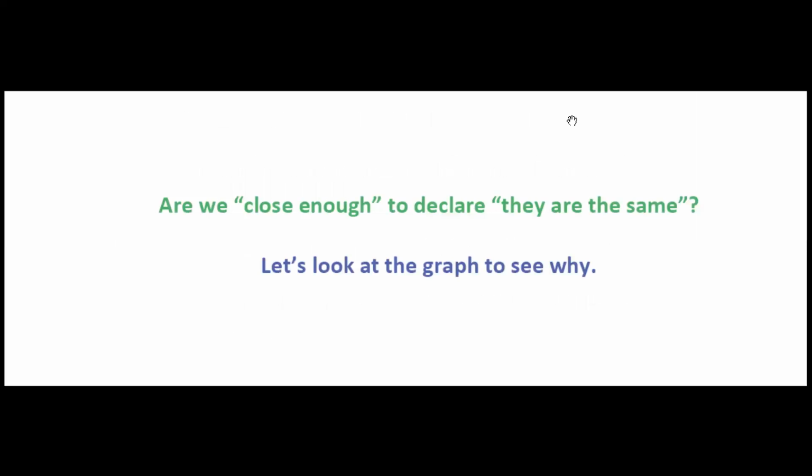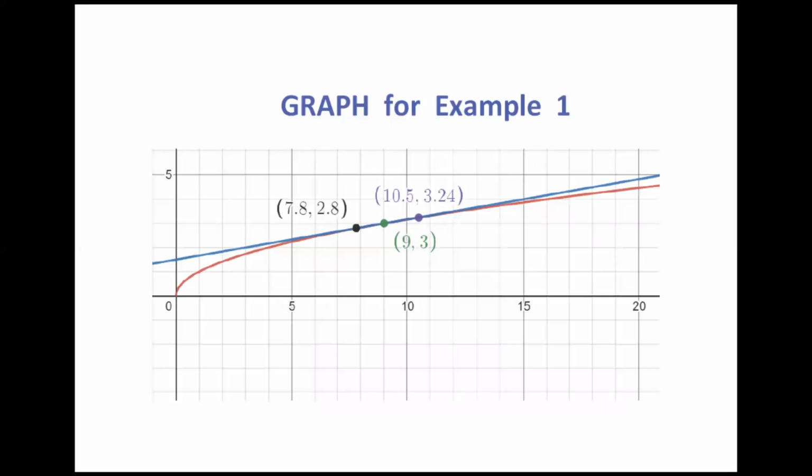Are we close enough to declare they're the same? Well, it looked like it by the answers we had there, but now let's look at the graph of the function. The blue function is our straight line. The red function that you see is the square root of x. And here's our point right here, 9, 3. And here on that graph are 10.5 and its y coordinate, and 7.8.